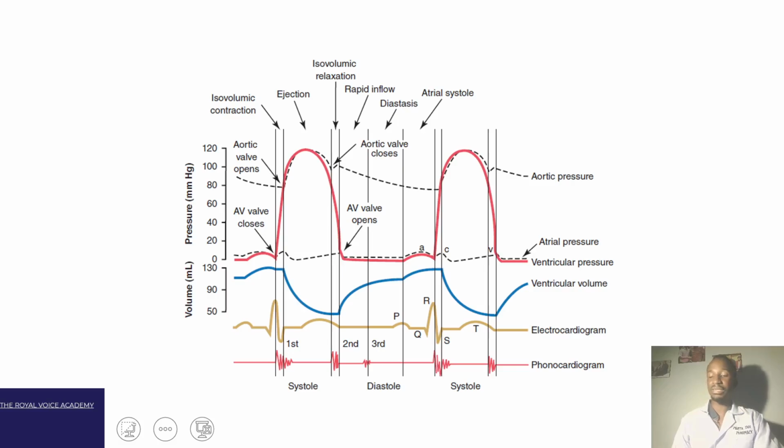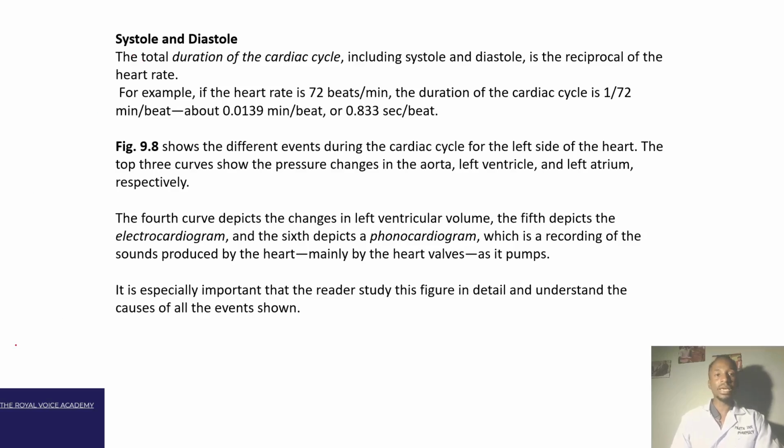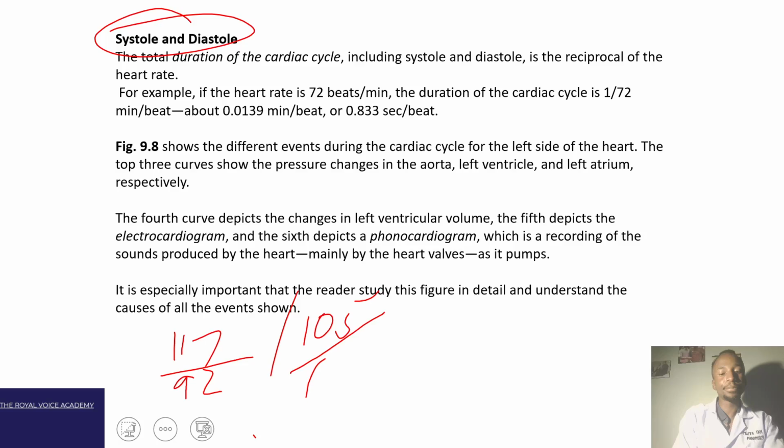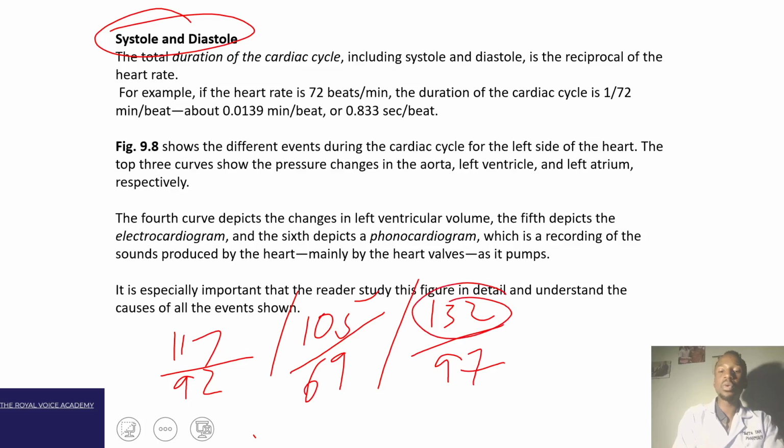So we can move now to this big diagram here. But before we come here, let us talk about systole and diastole. Now, these two always confuse students. And let me begin by giving an example here. When you've gone to the clinic, you've seen them write for you, let's say, 117 out of 92. Or you've seen them write 105 out of 69. Or you've seen them write 132 out of 97. So these values, the big one up here is what we call the systolic pressure. And then this one down here is what we call the diastolic pressure.